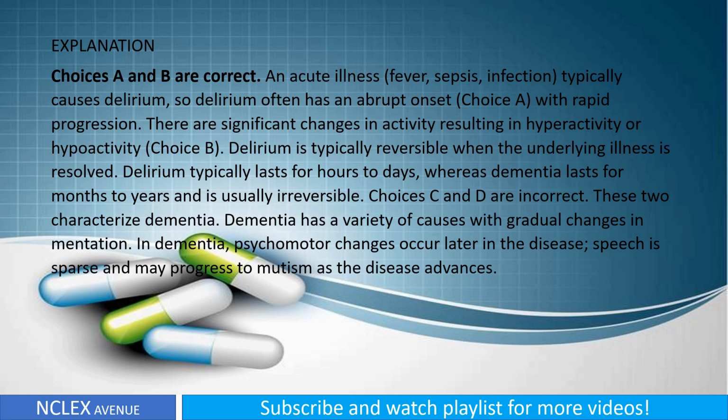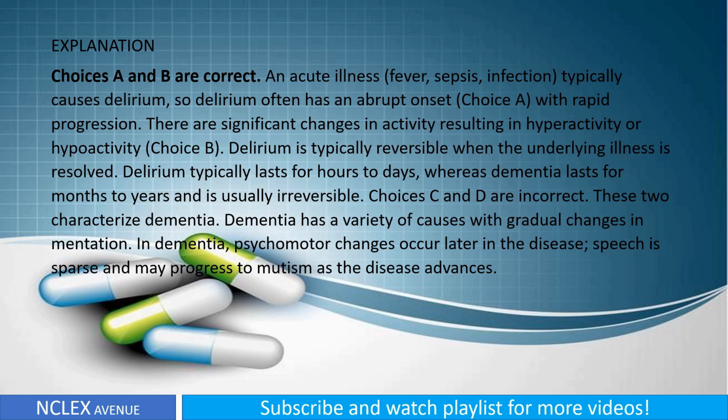Explanation. Choices A and B are correct. An acute illness, fever, sepsis, or infection typically causes delirium, so delirium often has an abrupt onset with rapid progression. Choice A. There are significant changes in activity resulting in hyperactivity or hypoactivity. Choice B. Delirium is typically reversible when the underlying illness is resolved. Delirium typically lasts for hours to days, whereas dementia lasts for months to years and is usually irreversible.